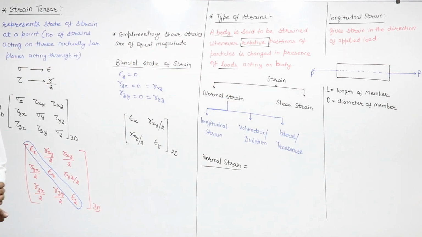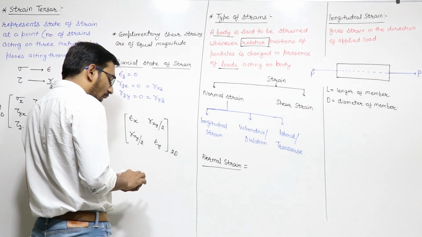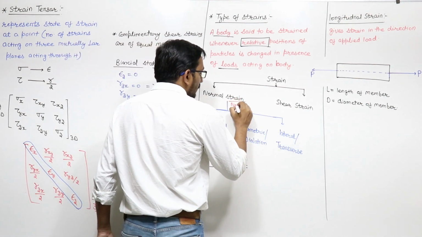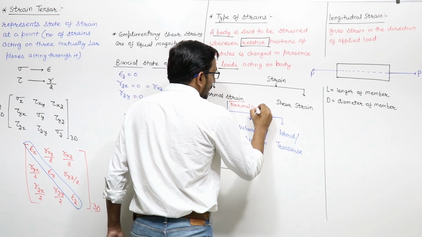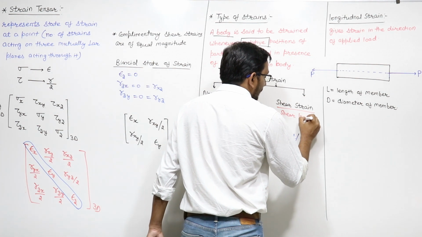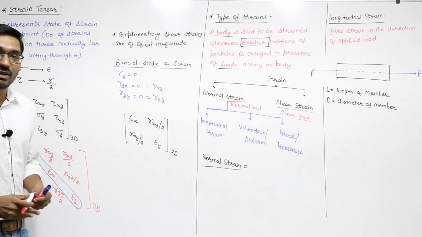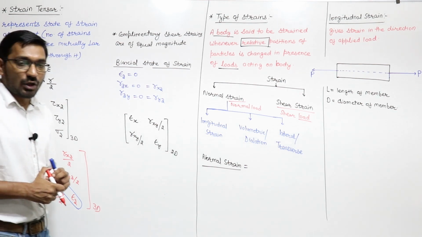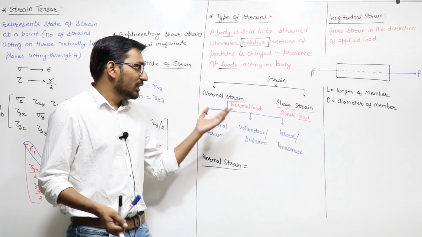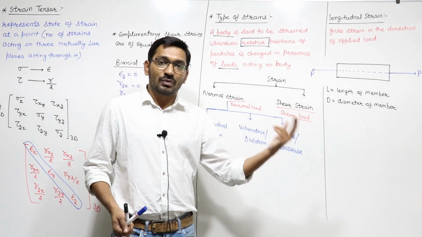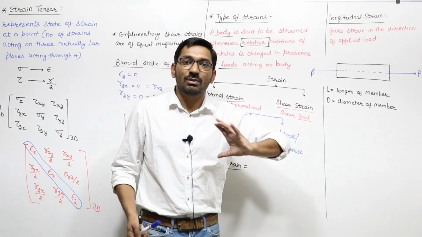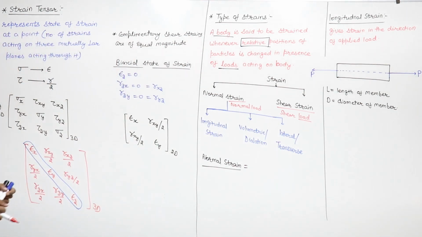There are two types of strains we have in strength of material. One is the normal strain, which is because of the normal load, and one is the shear strain, which is because of shear load, right? Normal strain is because of normal stress or normal load. Normal load is of two types, we know: axial load and bending moment. Shear strain is because of shear load, and shear load is also of two types: one is transverse shear load and one is twisting moment, right?